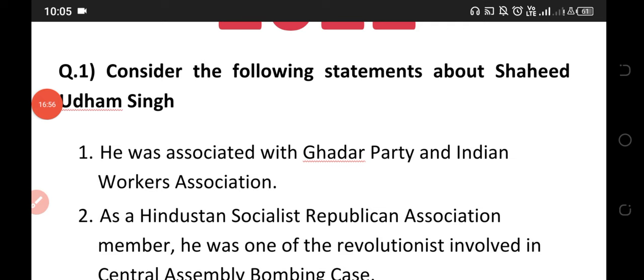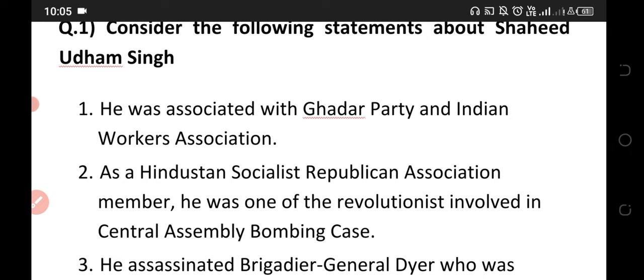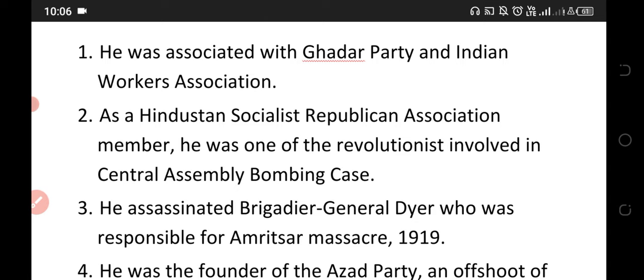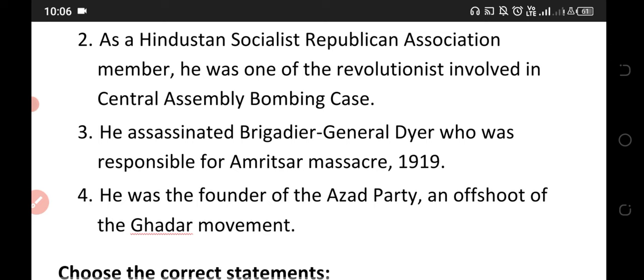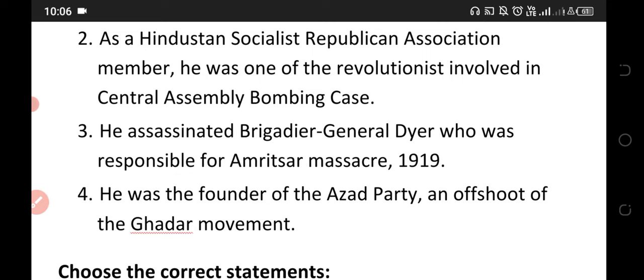Consider the following statements about Shaheed Udham Singh. Udham Singh is being asked about. He was associated with the Ghadar Party and the Indian Workers Association. As a Hindustan Socialist Republican Association member, he was one of the revolutionaries involved in the Central Assembly bombing case. He assassinated Brigadier General Dyer, who was responsible for the Amritsar massacre in 1919. He was the founder of the Azad Party, an offshoot of the Ghadar movement.